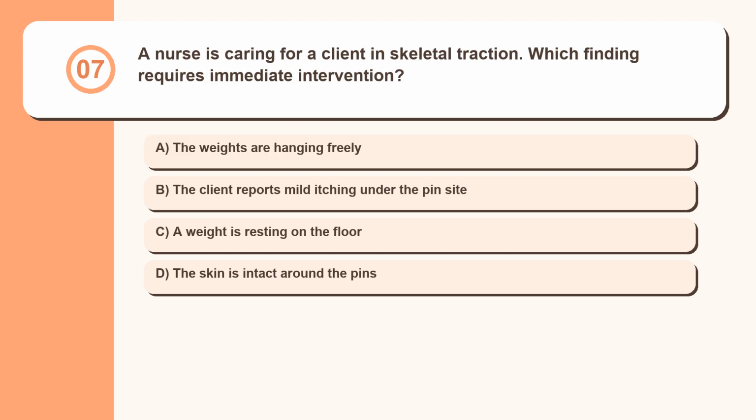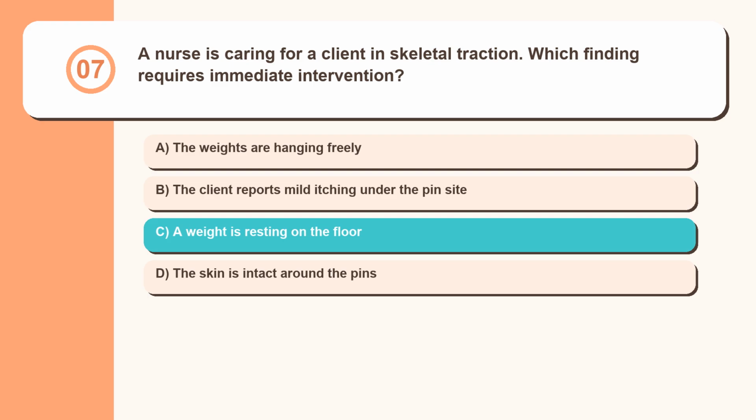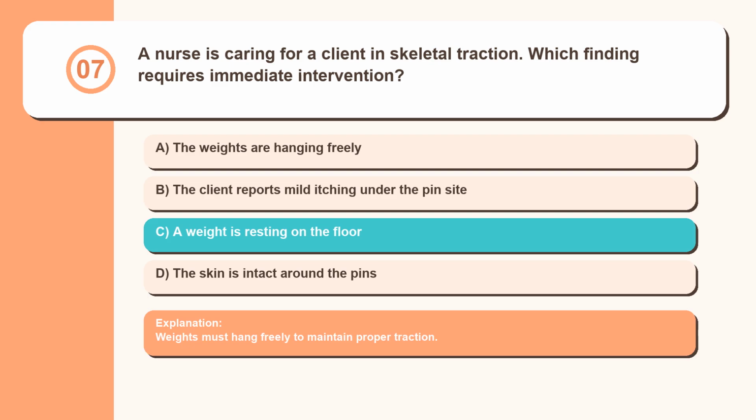Question 7. A nurse is caring for a client in skeletal traction. Which finding requires immediate intervention? The weights are hanging freely. The client reports mild itching under the pin site. A weight is resting on the floor. The skin is intact around the pins. Weights must hang freely to maintain proper traction.